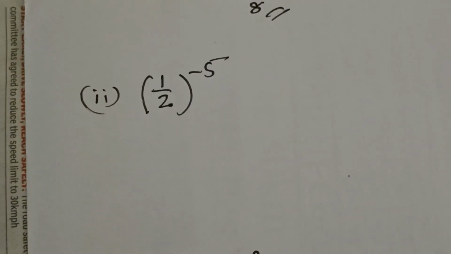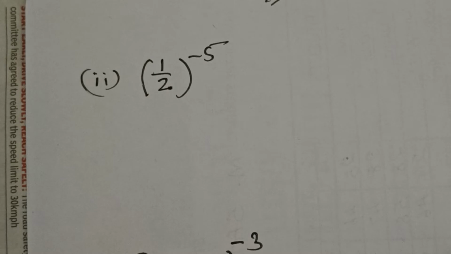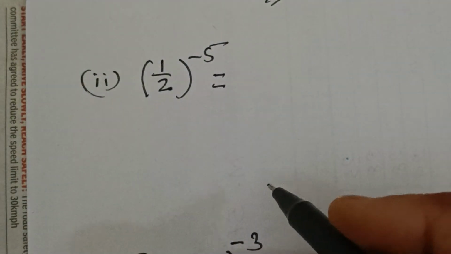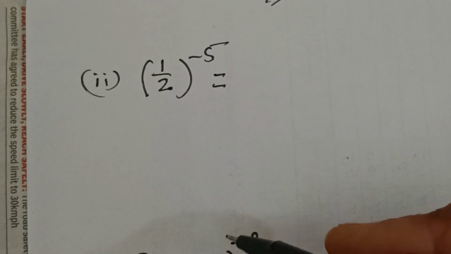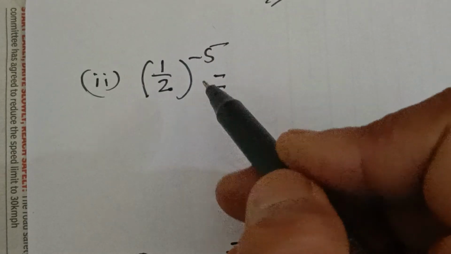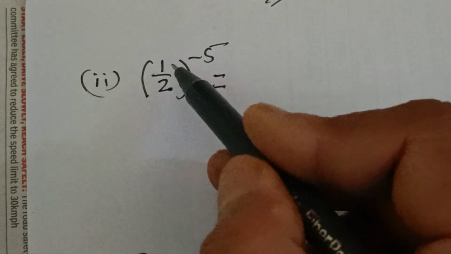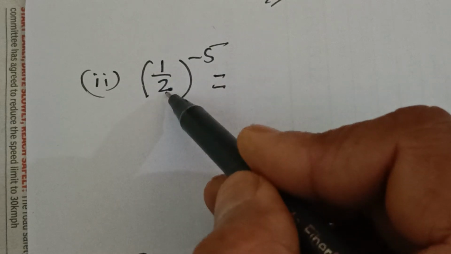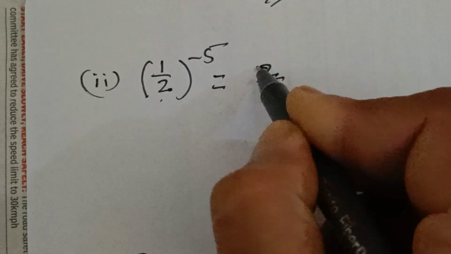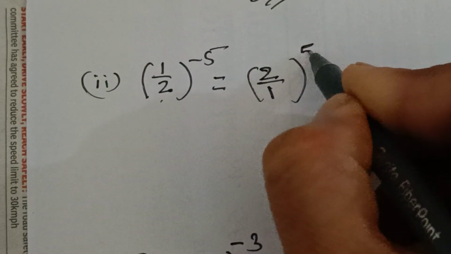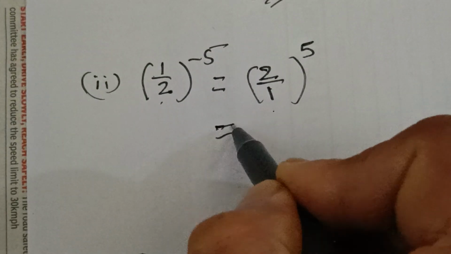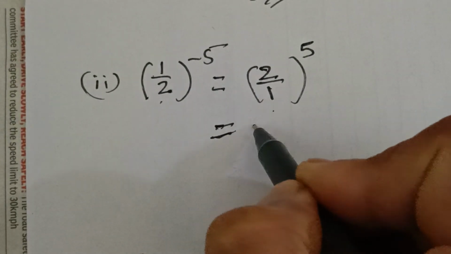Next one is 1 by 2 the whole power minus 5. The first thing, children, you should remember: the negative power, we have to change it into positive power. Then only we can expand. How to change negative power to positive power? Just now we have done in the previous sums. Yes, write the reciprocal of the base. Base is 1 by 2. What is the reciprocal? 2 by 1. So 2 by 1 the whole power minus 5 becomes plus 5. 2 by 1 is nothing but 2 only, because when you divide a number by 1, we get the same number.